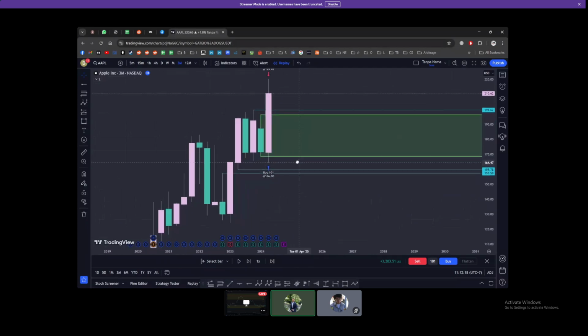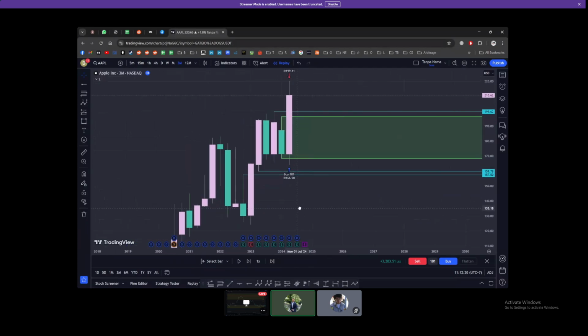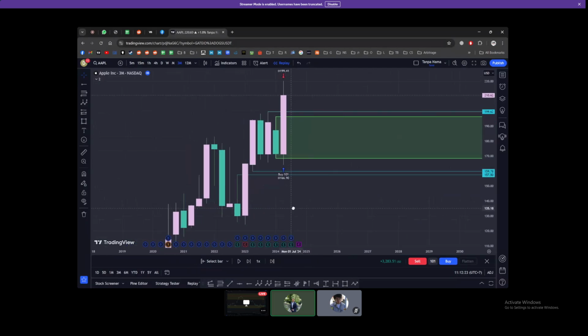Yeah, right there. Good. So if the market ever pulls back into this quarterly bullish order block, specifically at the highs at 199.62, that's where you long at and expect massive, massive upside from there.